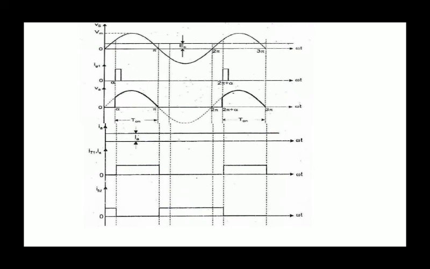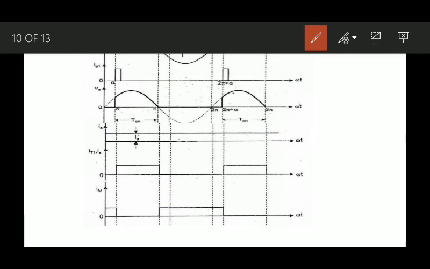These are the waveforms of the output. This is the waveform of the input voltage. This is the firing angle of the thyristor, and we get the output voltage like this. So we get the final average voltage, and we get the thyristor current IT1 like this, and the freewheeling diode current like this. When the thyristor is on, the freewheeling diode will be off. When the thyristor is off, the freewheeling diode will be on.